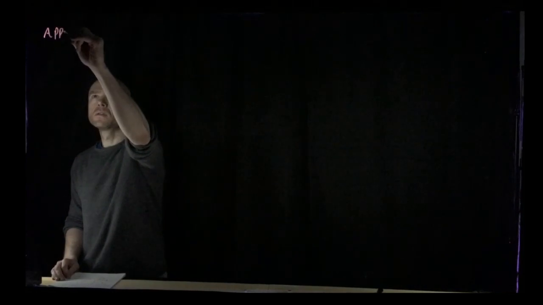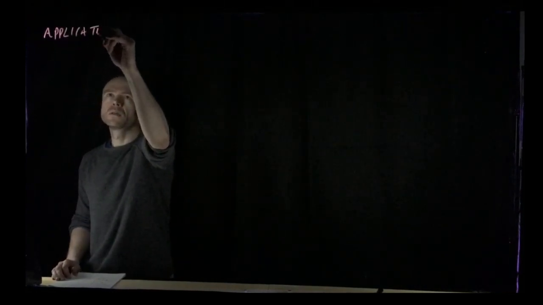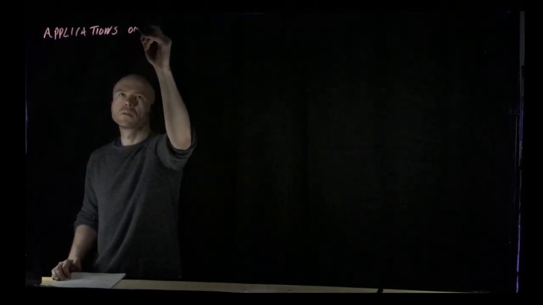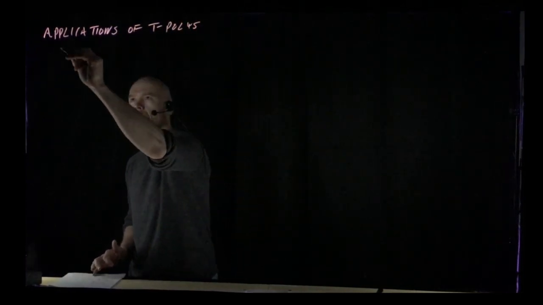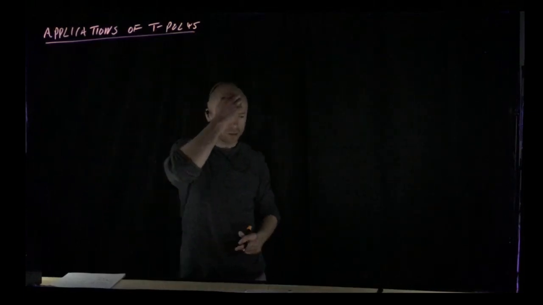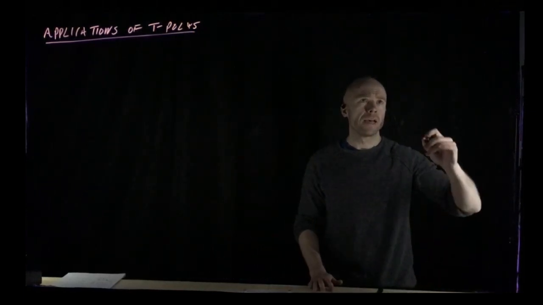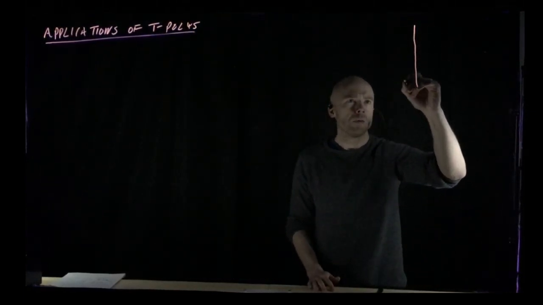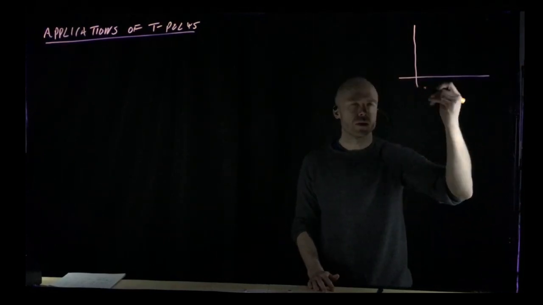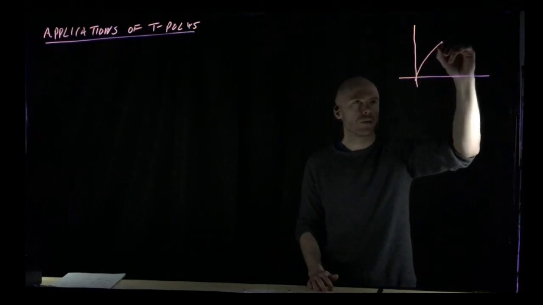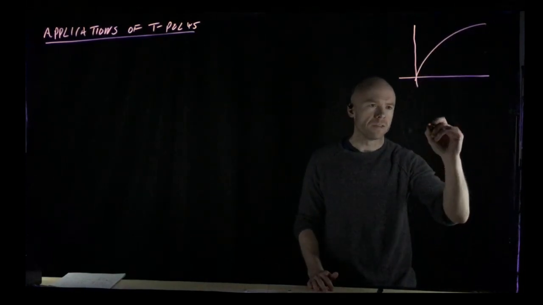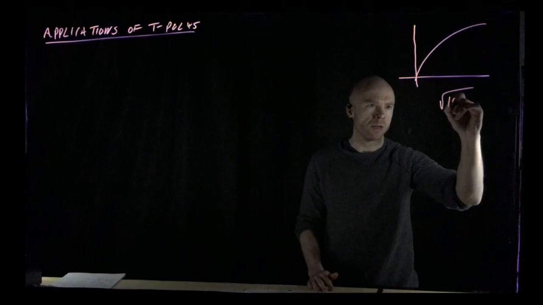Okay, we're going to talk about applications of Taylor polynomials. So you remember from Calc 1 that we were able to calculate, or at least to approximate, certain things by using the tangent line. So the classic example is, supposing we want to understand the square root of, say, 101.